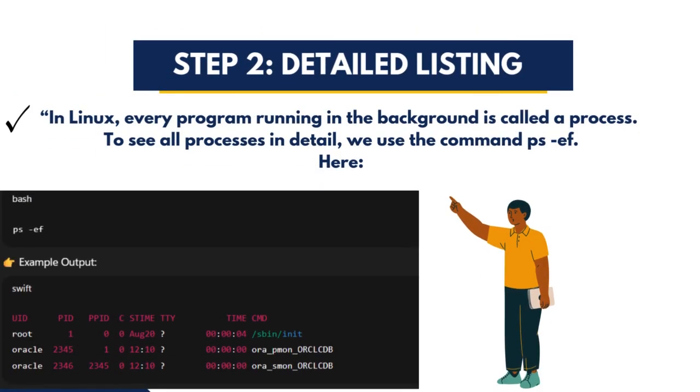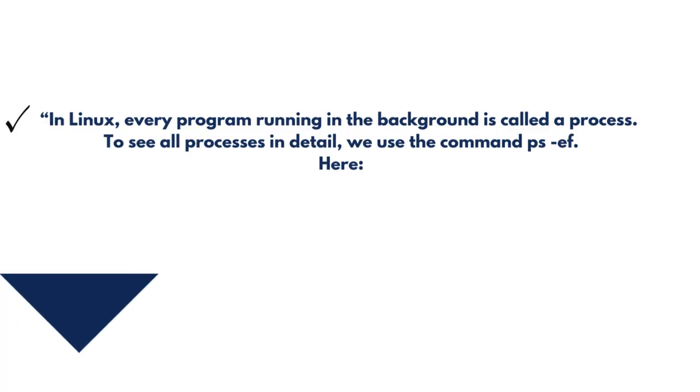Step 2. Detailed listing. In Linux, every program running in the background is called a process. To see all processes in detail, we use the command ps -ef. This shows all processes in detail. UID is the user who started the process. PID is the process ID. PPID is the parent process ID. CMD is the command that started it.